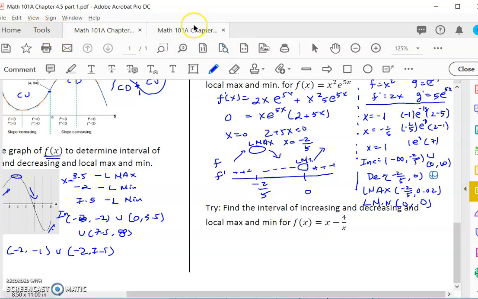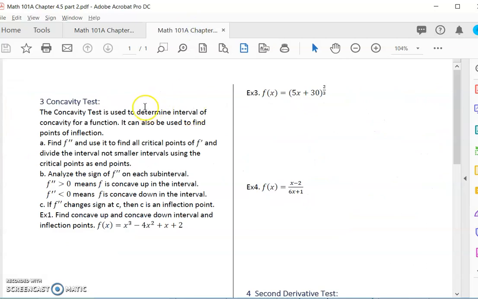Because there's not enough space. So basically, again, you do the same. Then the second test that we can do is the last test. The first derivative test allows us to find increasing, decreasing, local max, local min. Then the second test we're going to introduce is called the concavity test.